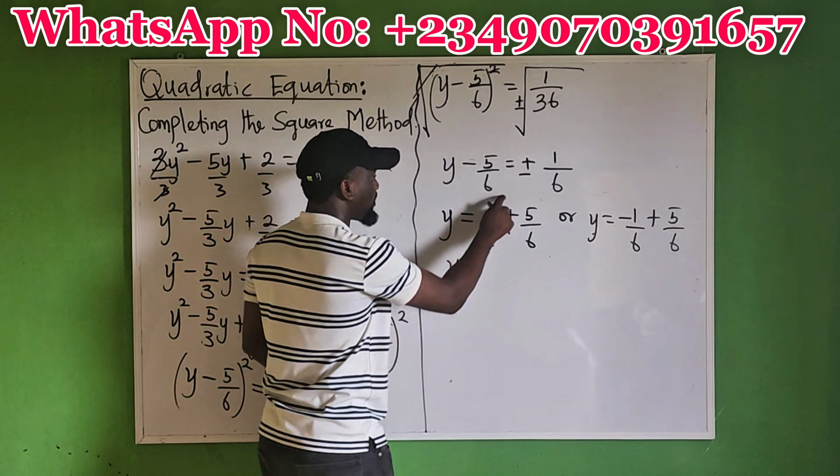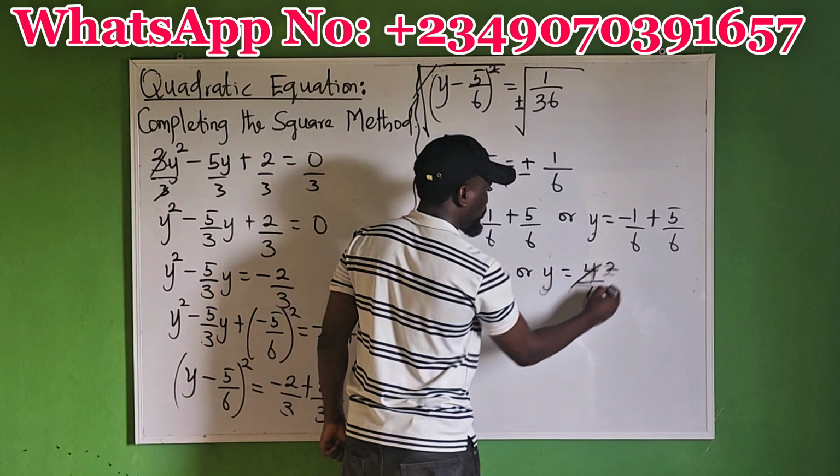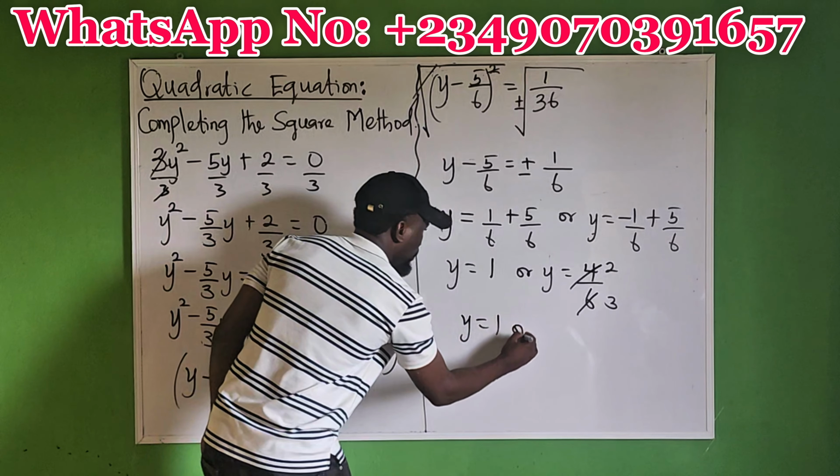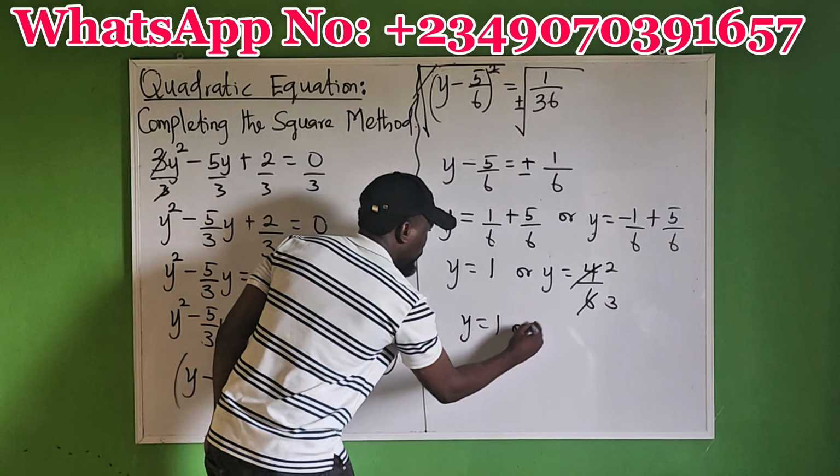So here is 1. Now y is equal to minus 1 plus 5. That will give us 4. 4 divided by 6. Dividing both by 2, that is 2 over 3. So y is equal to 2 over 3. Do you get it now?